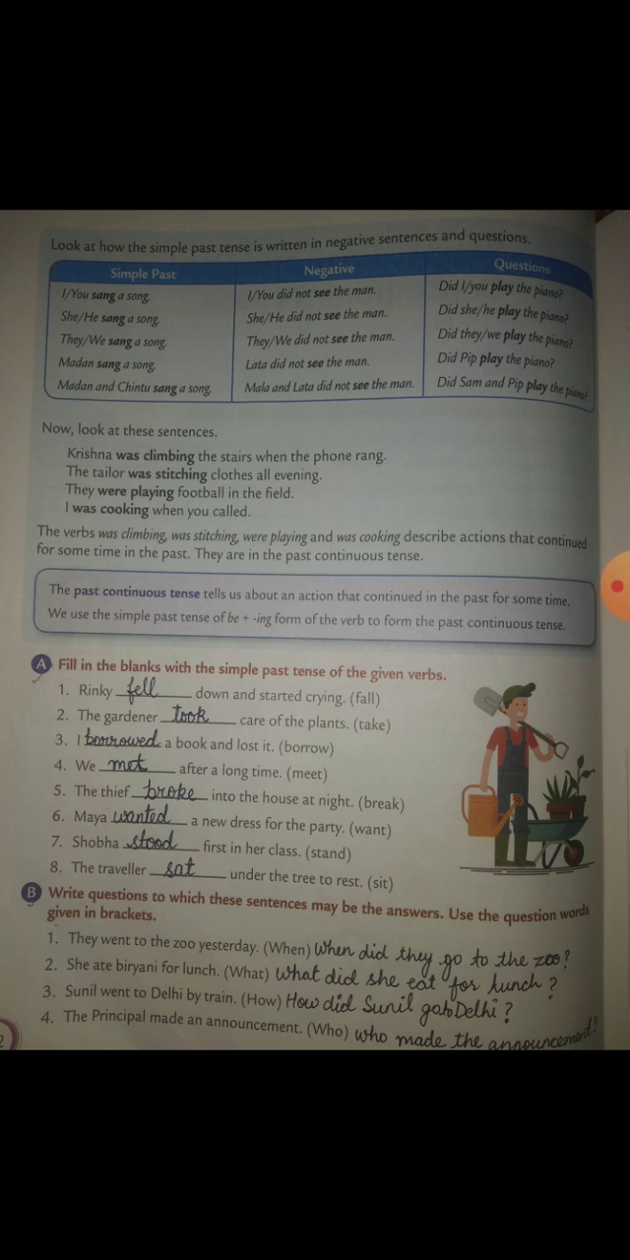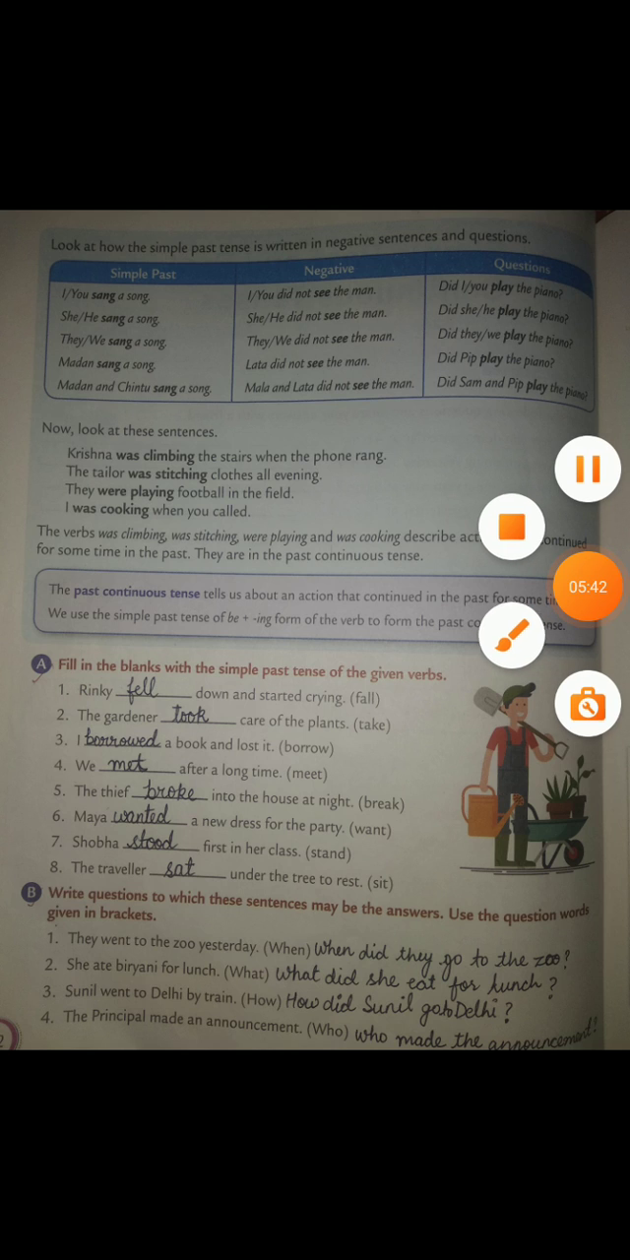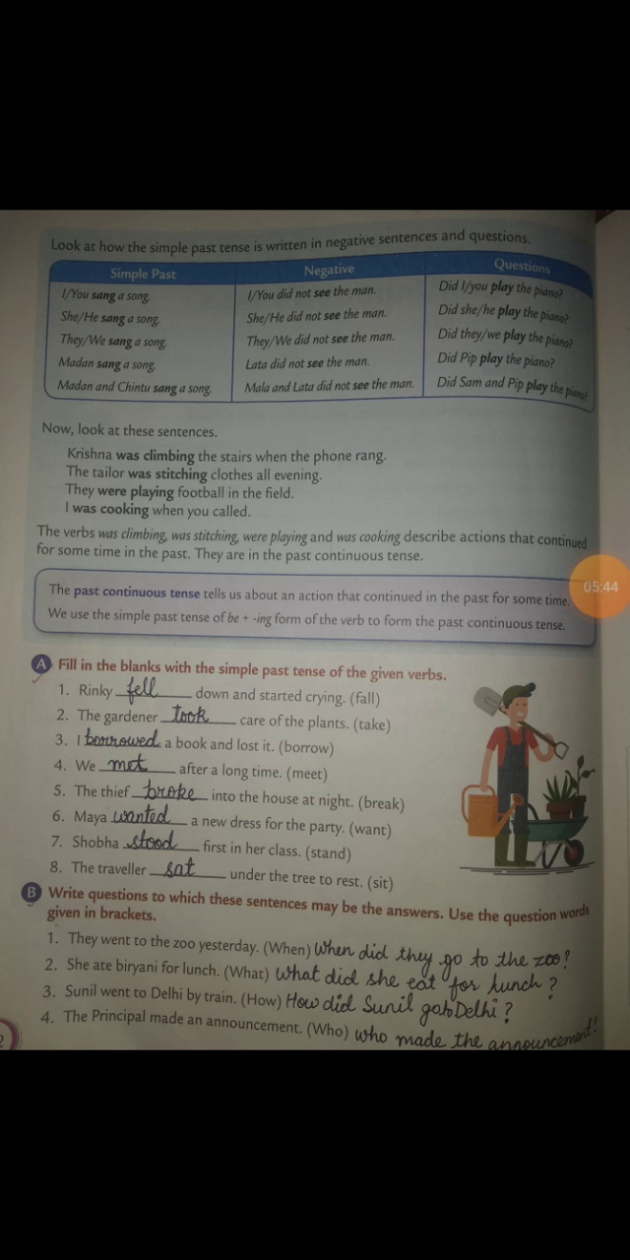There is an exercise on page number 62, exercise A. Fill in the blanks with the simple past tense of the given verbs. So we have to change these sentences into simple past tense. The verbs are already given in bracket. We have to use their past form.